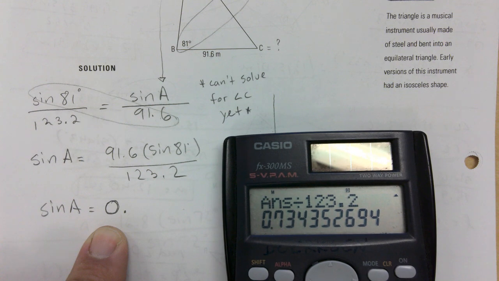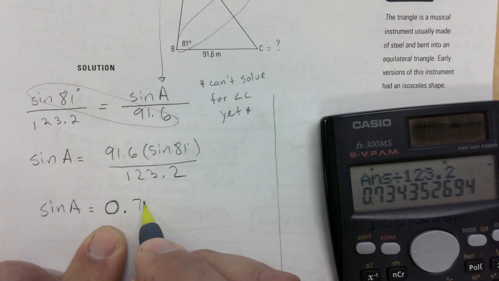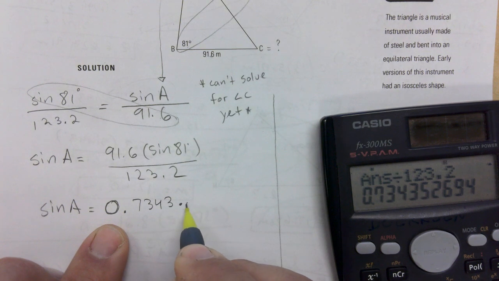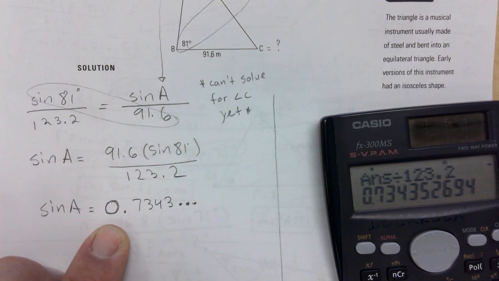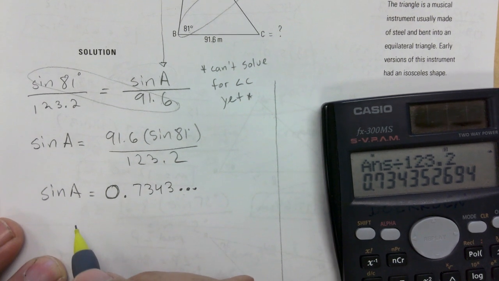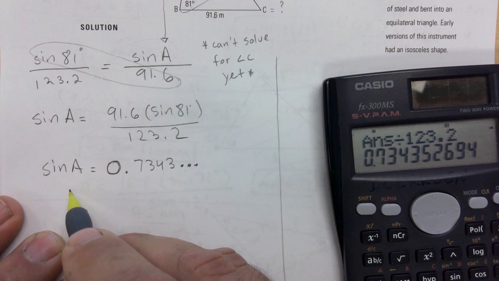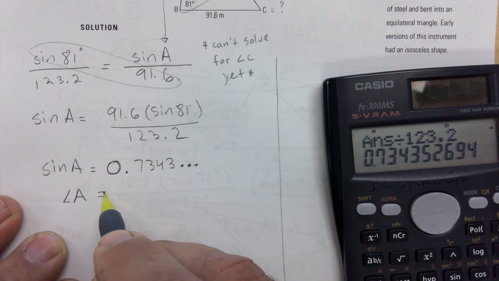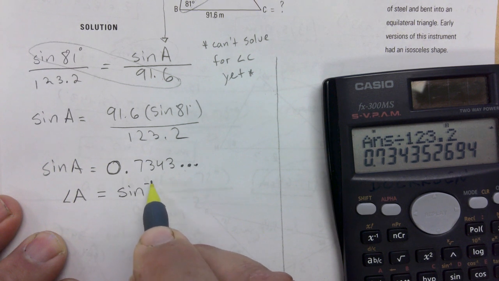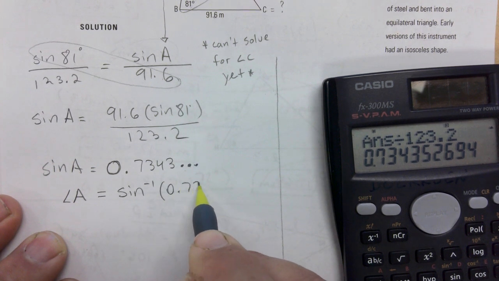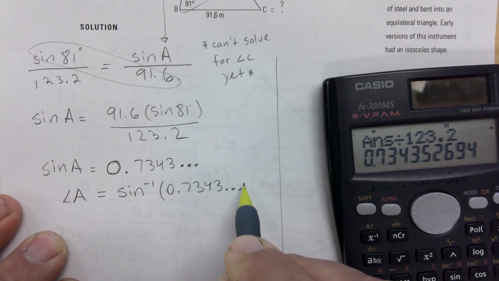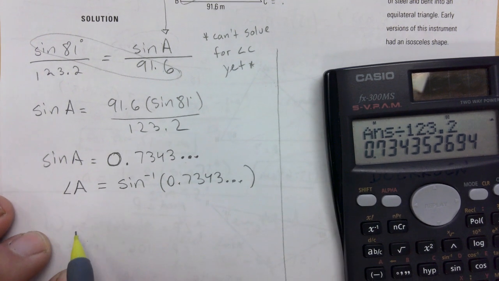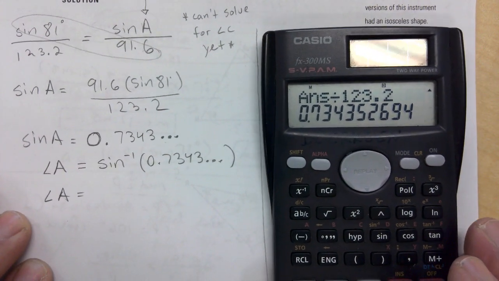Okay. I use all decimals here, folks. So what I do is I just write down 7343 and I go dot, dot, dot, meaning I'm going to use all decimals. And this is the kicker here. To find angle A, to get rid of that sine, we have to take sine inverse of this. It looks complicated on paper, but it's actually not that complicated if you have a decent calculator. Watch what I'm going to do.